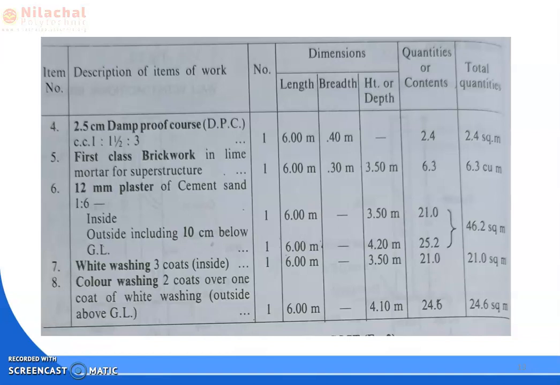We complete the total part from excavation to first class brickwork. Then next class we discuss the plastering part: plastering, white washing and color washing. Thank you. Today time is over.